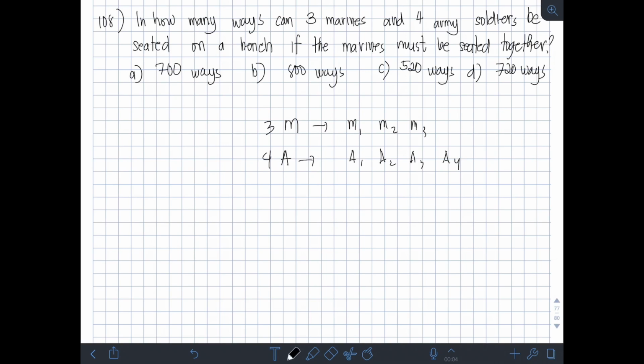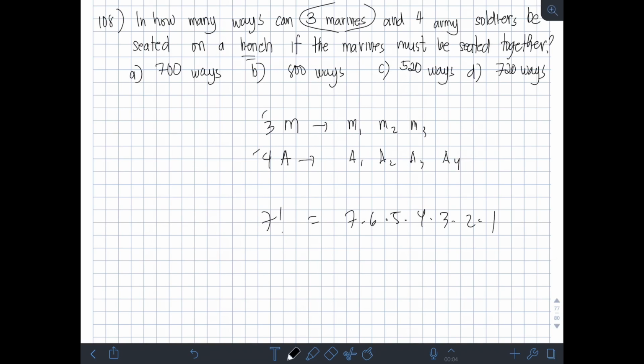So, kapag i-arrange natin sila in a straight line or in a bench, in a row, without restrictions, ang magiging formula natin is kung ilan yung total nila. So, 3 plus 4, 7. 7 factorial, yan. Or equal siya sa 7 times 6 times 5 times 4 times 3 times 2 times 1, right? Pero sabi, dapat daw yung 3 Marines, dapat laging magkakatabi.